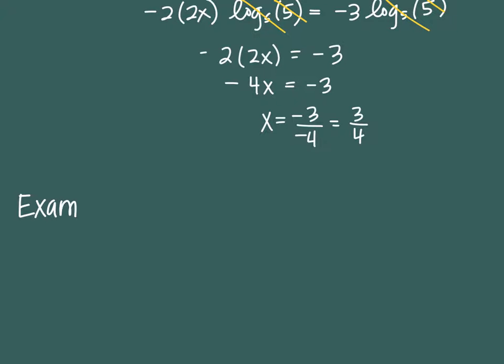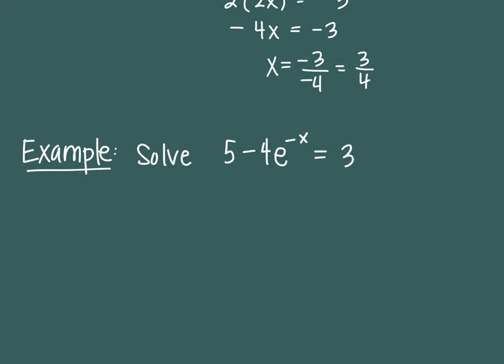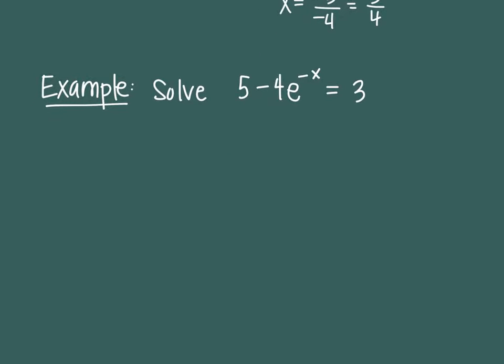I have 3 more. Each one is a little newer. Alright, let's do 3 more examples. All right, folks. 5 minus 4e to the negative x equals 3. All right, Ashley, get me started. What can I do to both sides to work towards getting x by itself? Good job. She says subtract 5. All right, that's going to give me negative 4e to the negative x is negative 2.